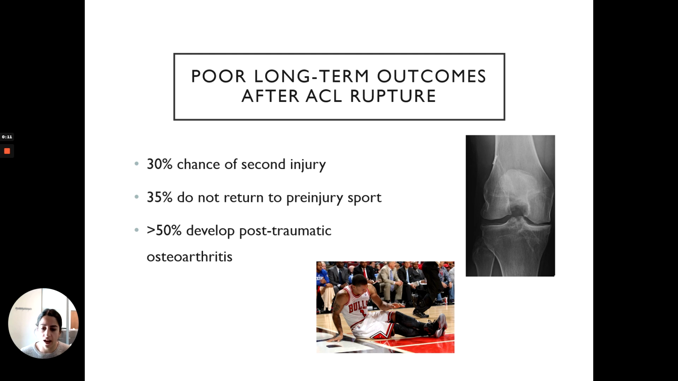So we know that there's a lot of poor outcomes after ACL rupture, but this also means that there's certain individuals who aren't part of these stats and who do well after injury. We really wanted to understand if there were subgroups of individuals within this broader population that may provide some insights into who goes on to develop these poor or good outcomes after injury.